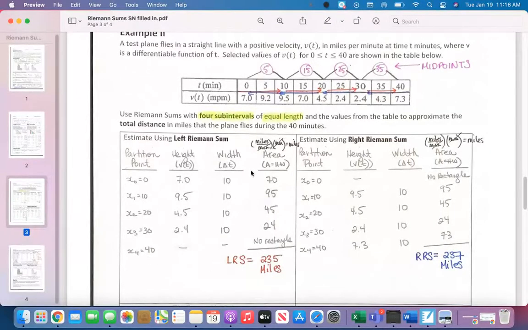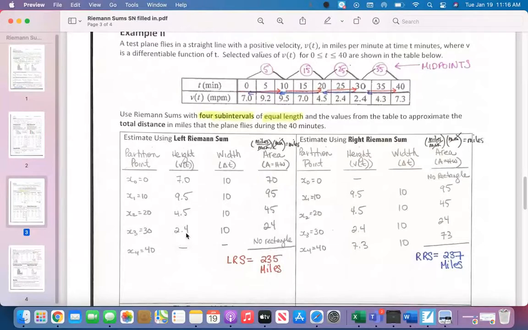Now this is actually going to be even easier for us because we don't have to do calculations. The heights at each one of these partition points are given to us straight up in the table. When time is equal to 0, the height is 7. When time is equal to 10, the height is 9.5. 20 is 4.5, 30 is 2.4. And for the left Riemann sum, the height at 40 doesn't matter. We know it's 7.3, but we're not going to be able to create a rectangle on that side of it anyway, so no rectangles form there.